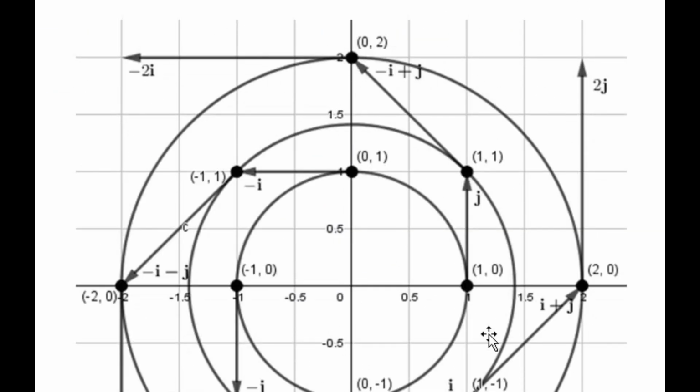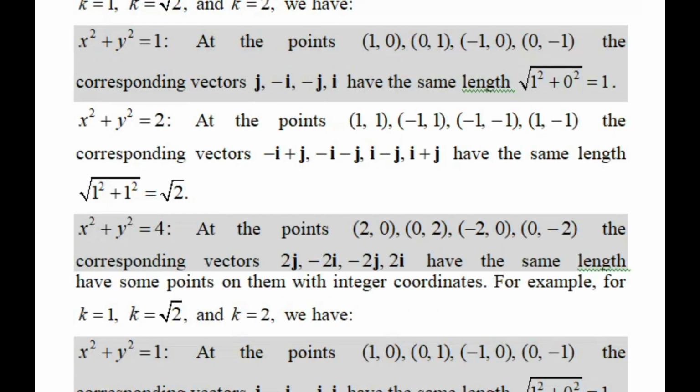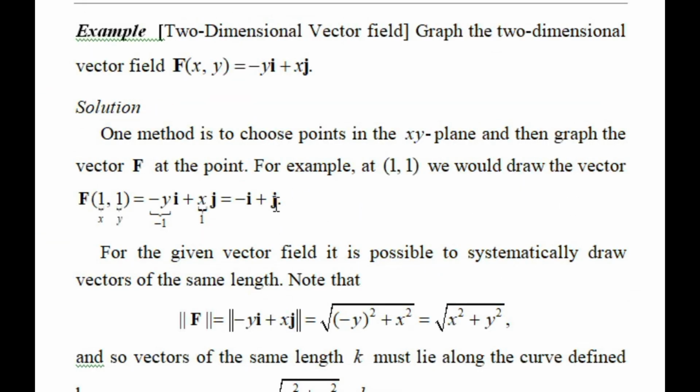Here we need a field like this. Here you can see that there is a point (1, 1), and there you can see a vector. So one method is to choose points in the xy plane and then graph the vector F at the point. For example, consider the point (1, 1). Then what will be F of (1, 1)? F of (1, 1) means x is equal to 1, y is equal to 1. So this becomes negative 1 i plus 1 j, so it becomes negative i plus j.